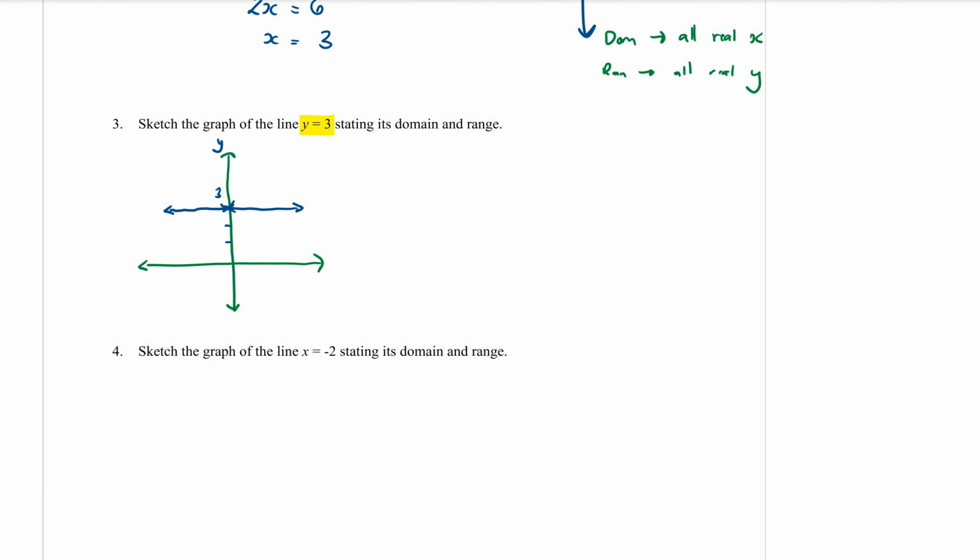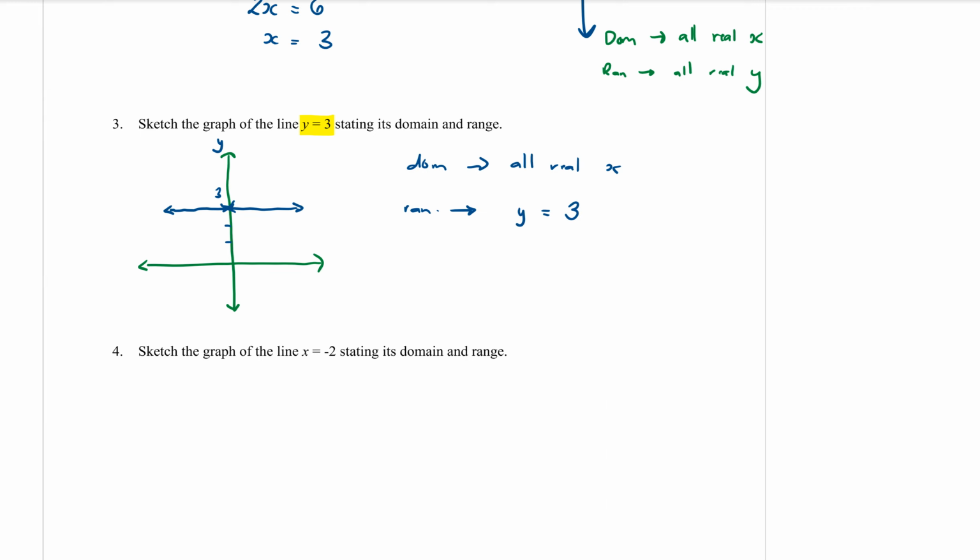First of all, the domain. What x values can I have? Anything. Good. I can still have any x values out here or here, and I will get a part of a graph that goes with it. So domain, still all real x. The range. What y values can I have? 3. Only 3. It's the only y value you can have. So the range is just y equals 3, and that's it.